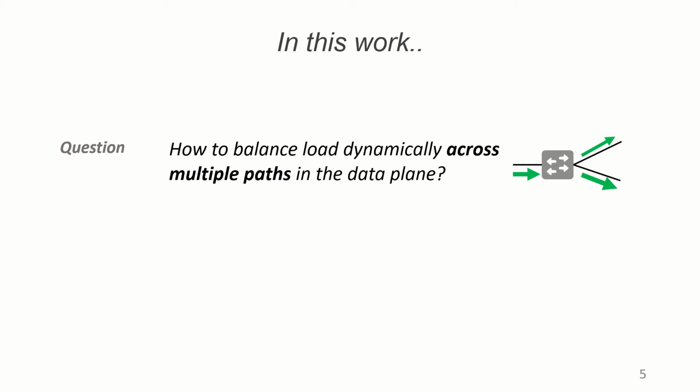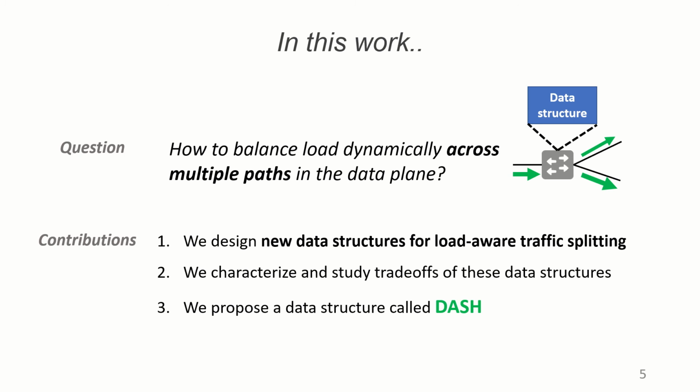In this work, we bridge the gap between these two classes of solutions by addressing the question of how to balance the load across multiple paths entirely in data plane. So we propose new data structures which enable load-aware traffic splitting in data plane, and study the trade-offs of these data structures. We finally propose a data structure, DASH, which can work quite well across many scenarios.